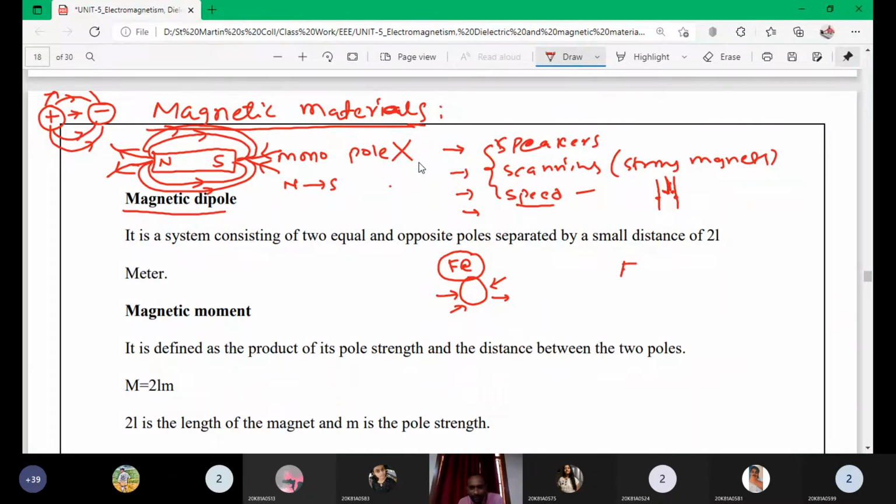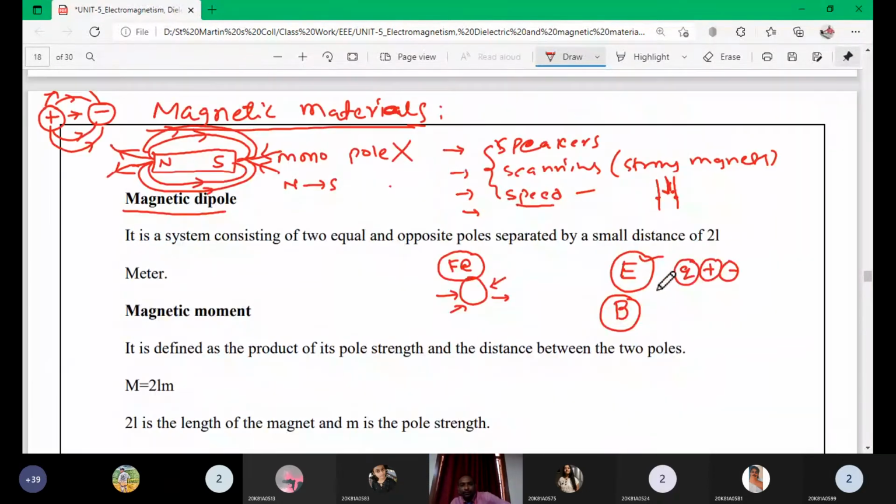Suppose you are producing an electric field. What is the reason to produce this electric field? Charge in a material, positive or negative, is the main reason for producing the electric field. What is the reason for producing the magnetic field in a material? Please tell me, do you know the answer? How are we getting the magnetic field here? Anybody please answer. Don't know? Okay, if you don't know, no problem.